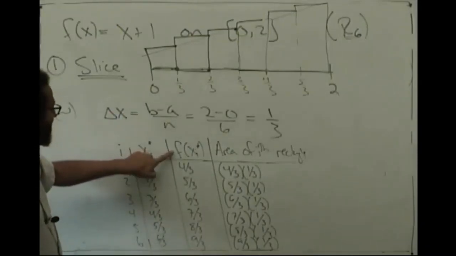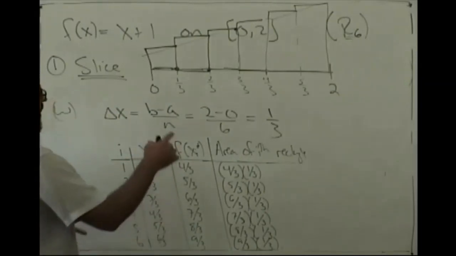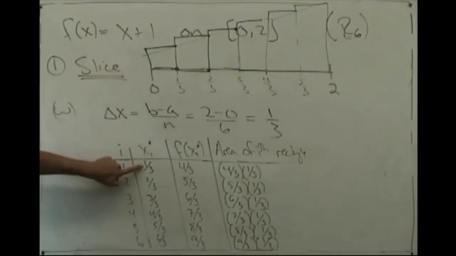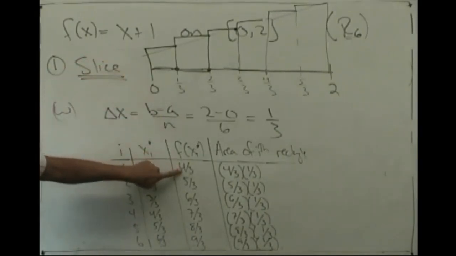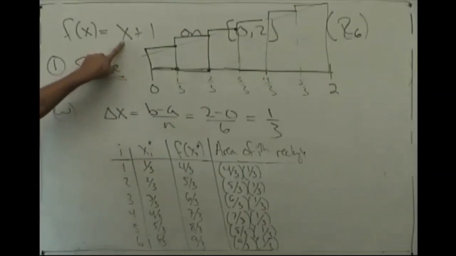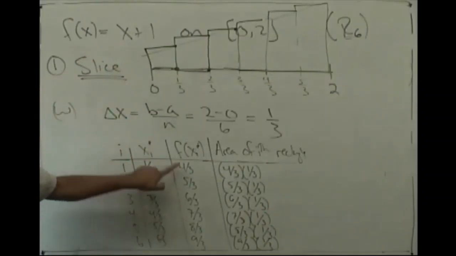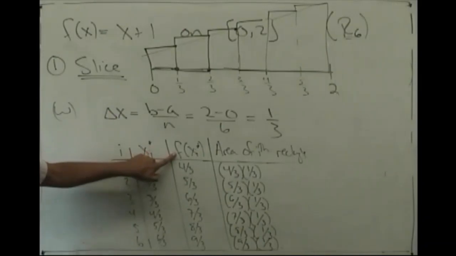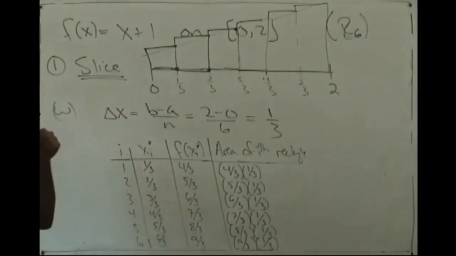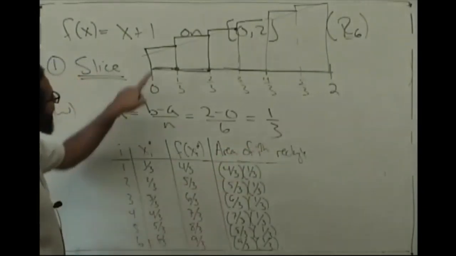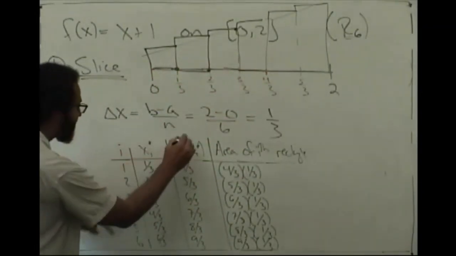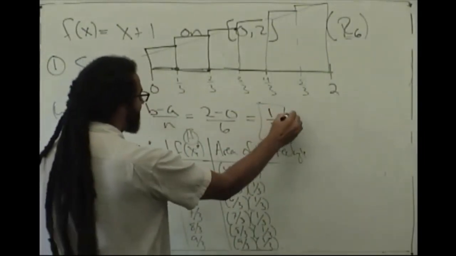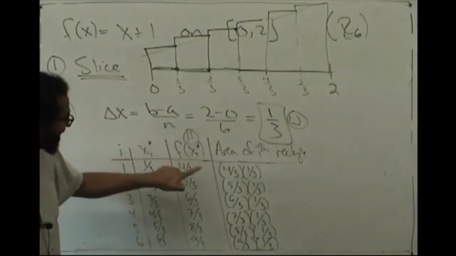And now to find the height of each one of these, again, I'm going to take the right endpoint and plug it into the function x plus 1. So when I plug 1/3 into x plus 1, I get 4/3. When I plug 2/3 into x plus 1, I get 5/3, and so on and so forth. You want to do that for all 6 of these right endpoints to give us the height of 6 rectangles. And now to find the area of each one of these rectangles, this column gives me the height, here is the width, so I just want to multiply the width times the height in each one of these cases.